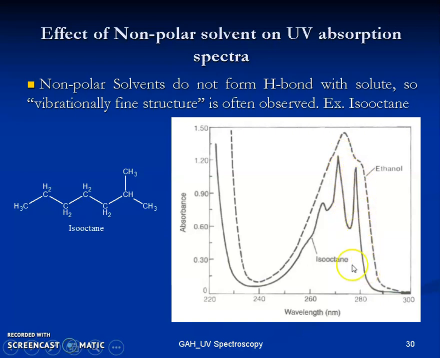So the same sample, when it was taken in isooctane and ethanol, the kind of absorption peaks we observed were quite different. In ethanol, the vibrationally fine structure was lost and the peak was broad, whereas in isooctane, since there was no interaction or hydrogen bonding with isooctane, which is a non-polar solvent, we got a vibrationally fine structure.